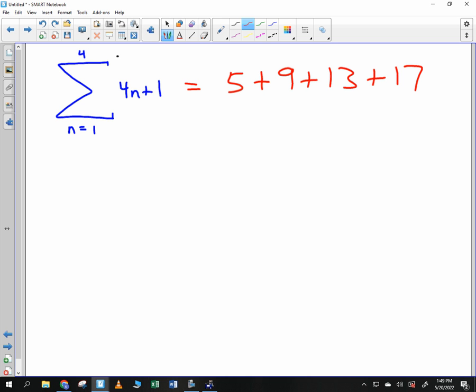And she got 17 because she plugged in 4. Why did she stop at 4? Because 4 is this number up here. This is where we start. This is where we stop.